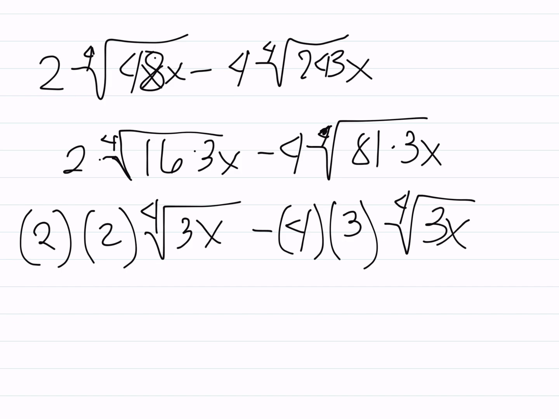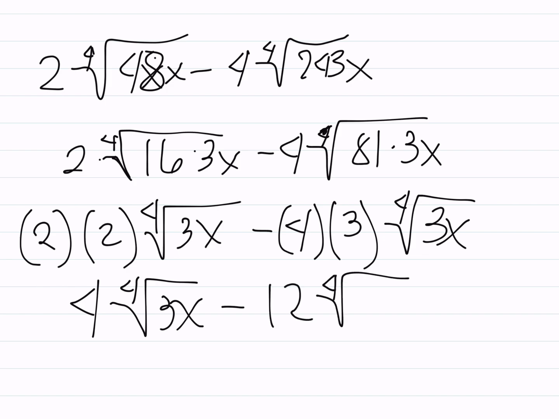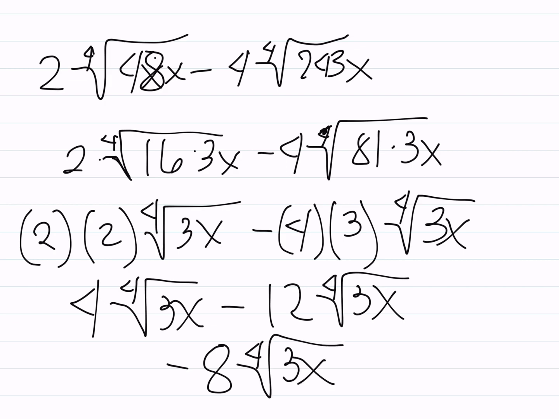Now simplify. 2 times 2, we have 4, then the fourth root of 3x minus 4 times 3, we have 12, then the fourth root of 3x. Now 4 minus 12, we have negative 8, then the fourth root of 3x. Okay, so that's how to add and subtract like and unlike radicals.